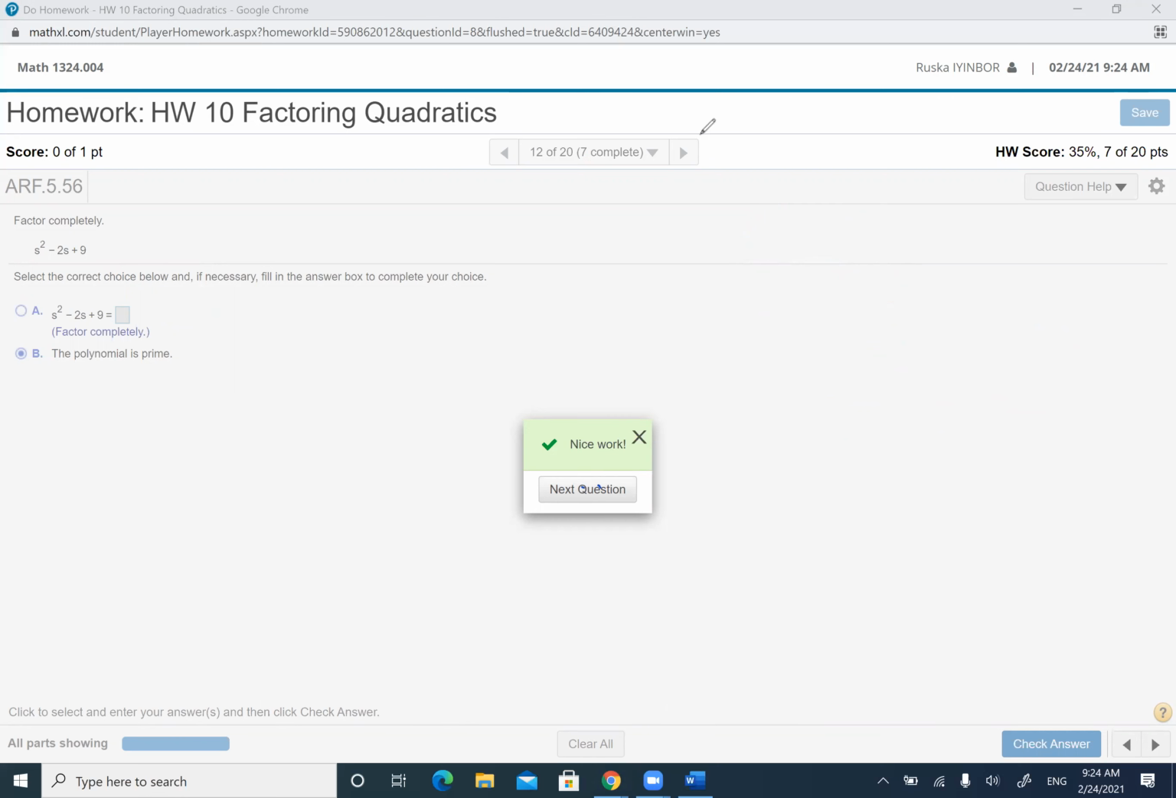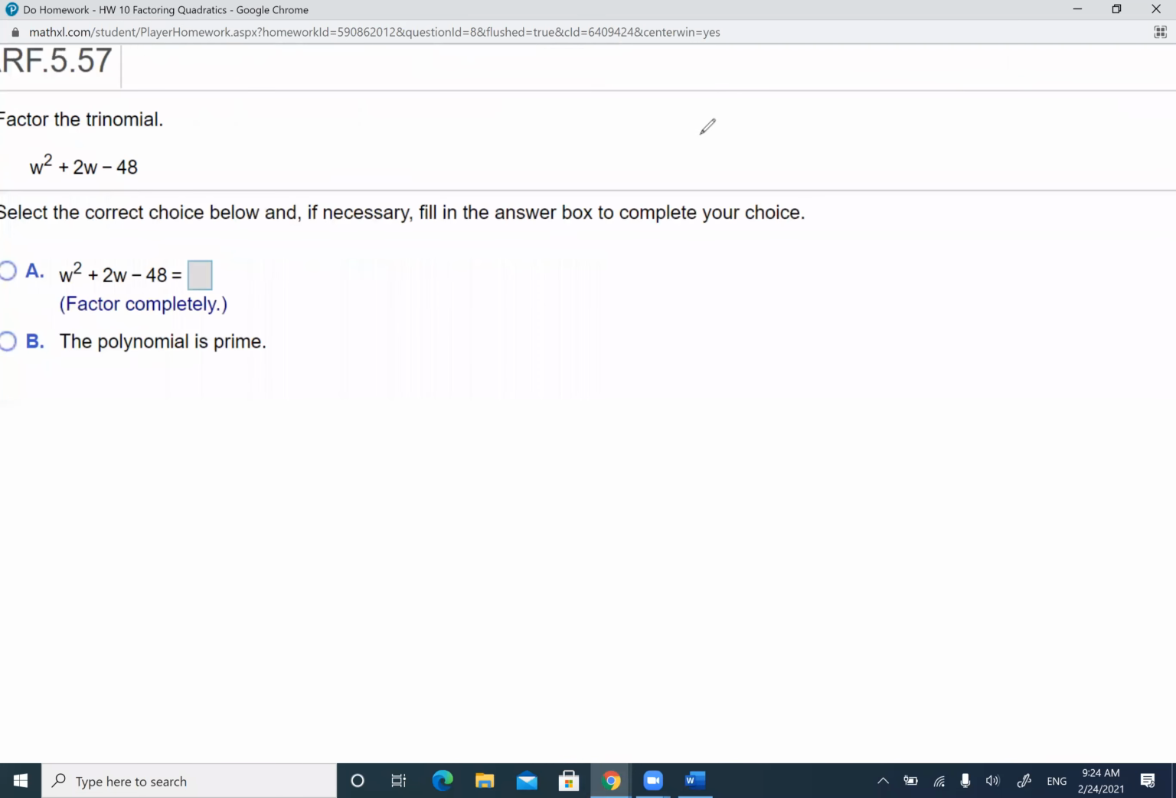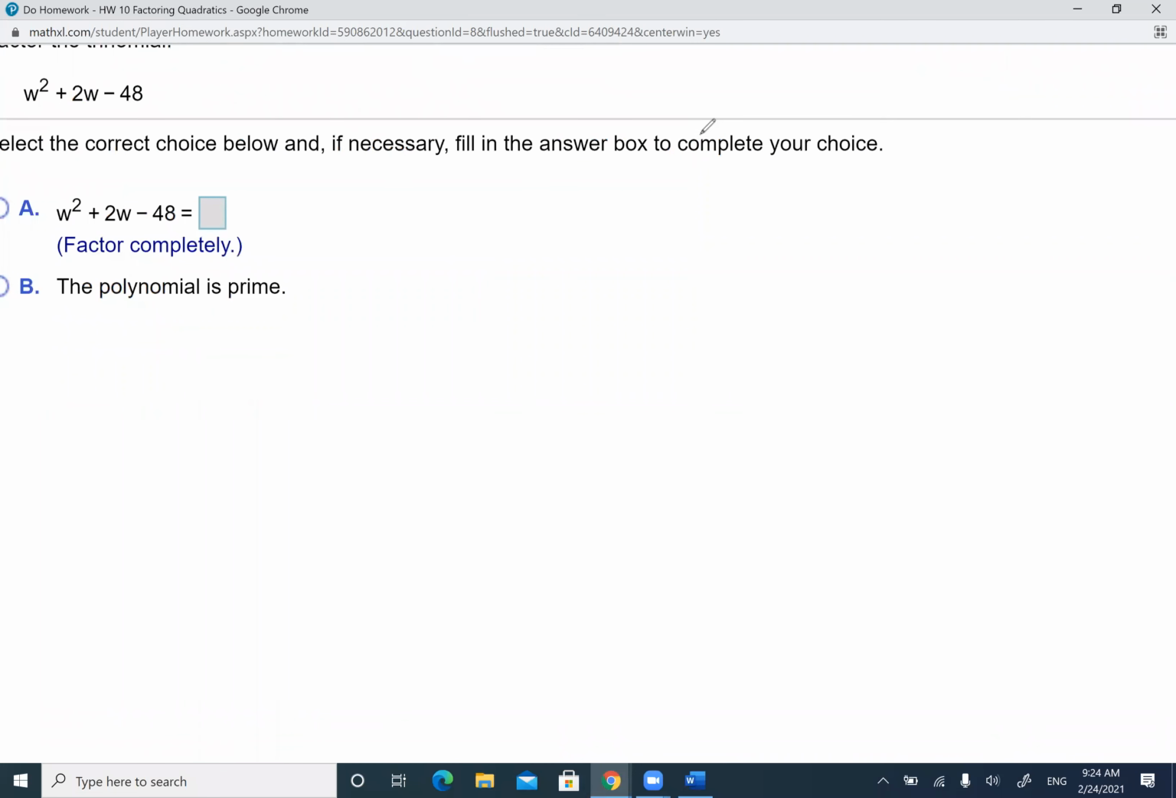Okay, going to the next one, which is another trinomial. Okay, let's do that real quick. I'm gonna just do a few of those. So we have W, it's 1 in front, W square. And so you're gonna get the negative 48, and you're gonna get all the factors. It's a negative. That means one is positive, one is negative factor.